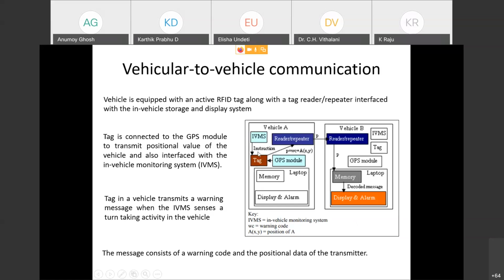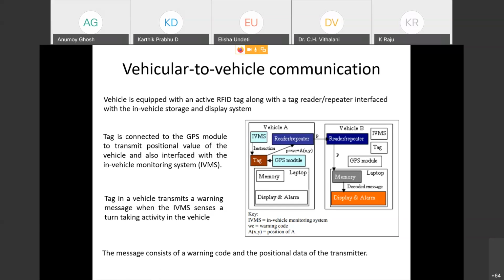So here in vehicle to vehicle communication, one important thing that you have to understand is that along with the tag, within the vehicle there is a reader. It will be acting as a reader or it will be acting as a repeater. I'll tell you when it will act in which mode.